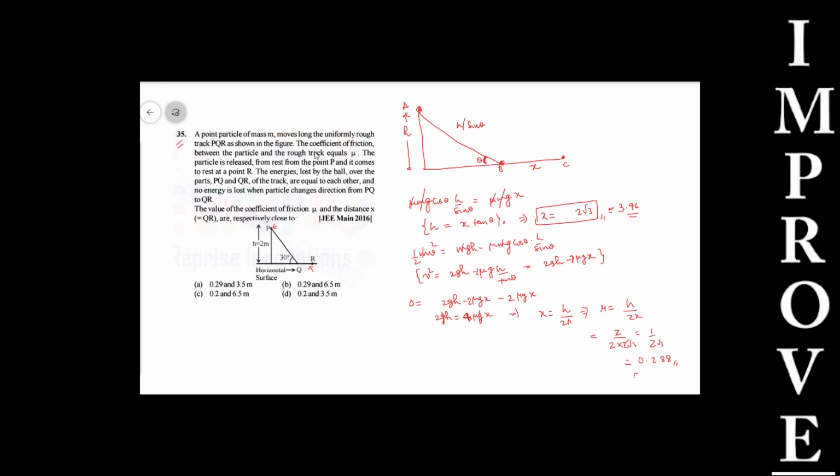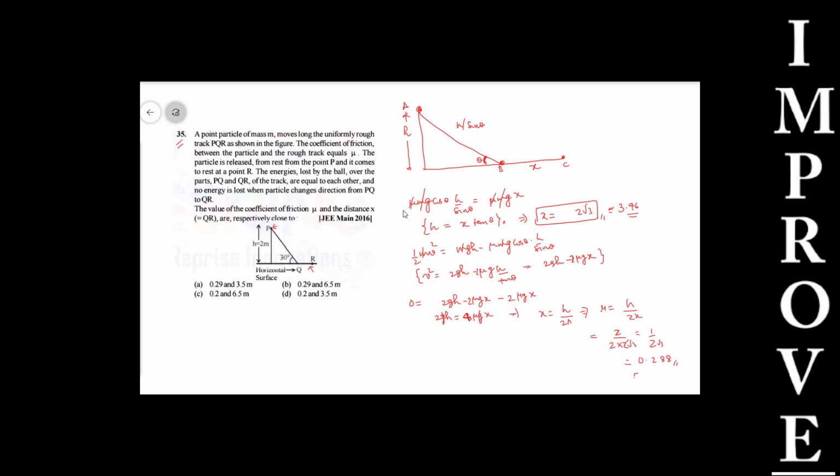Okay, given the condition, the particle is released from rest from the point P and it comes to rest at point R. The energies lost by the ball over the parts PQ and QR are equal to each other. And no energy is lost when the particle changes direction from PQ to QR. So if they are talking about loss in energy, that means loss in mechanical energy, and that is only going to happen in this case by the work done by friction.